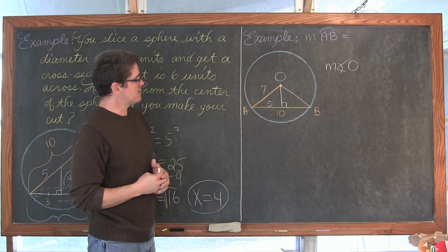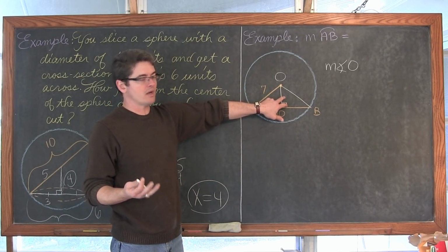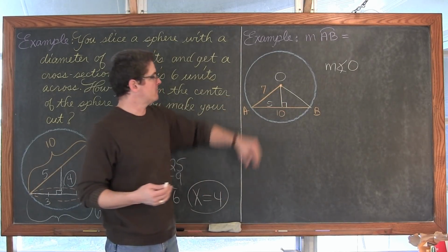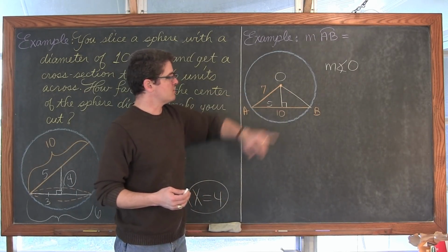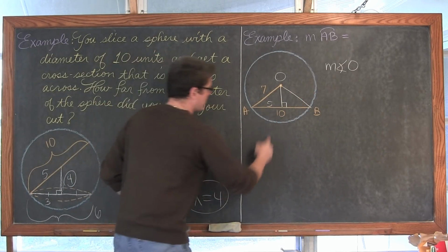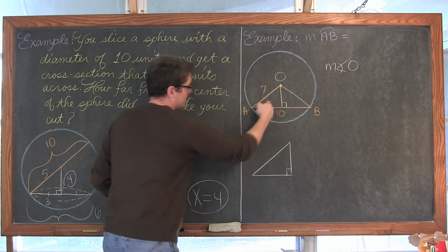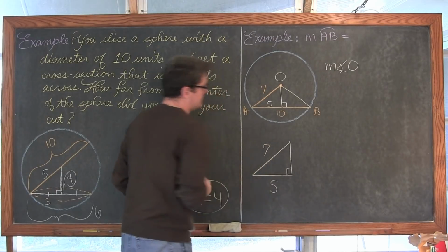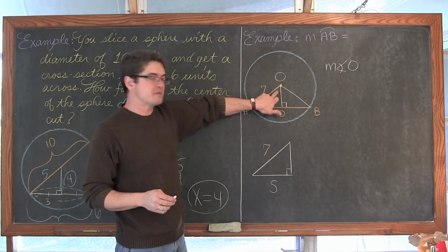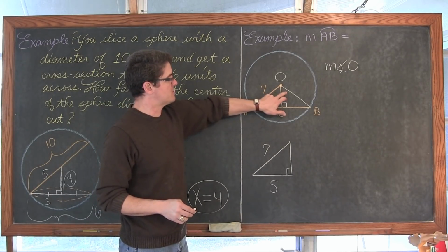Okay, so what does that mean? I'm not finding the length here, I could do Pythagorean theorem and find the distance between the center and this chord, but again, I'm concerned about the measure of the central angle, which will be the same as the measure of the arc. So I'm going to pull this triangle out with a length of 5 and 7, and if I find the measurement of this particular angle here, I can double it and actually know the entire measure of the central angle.